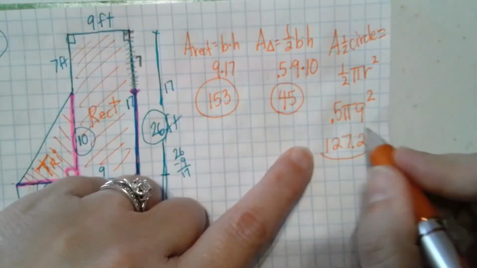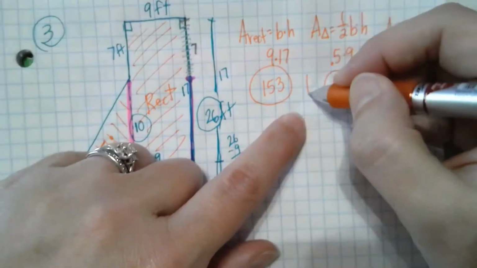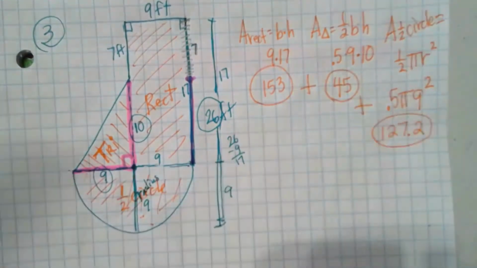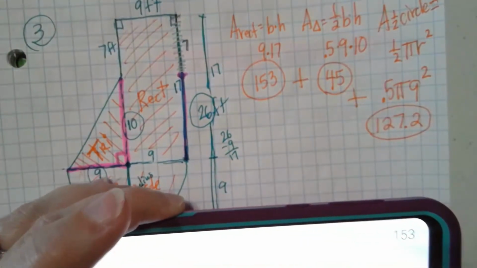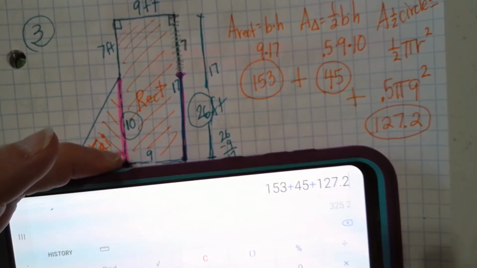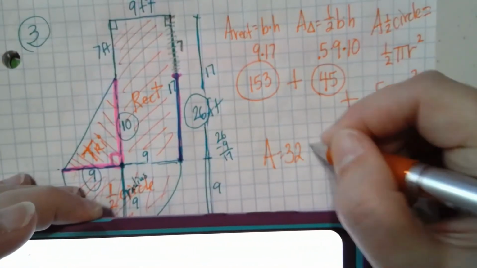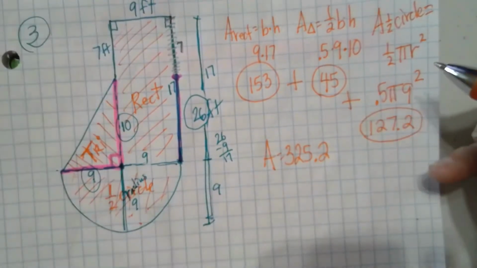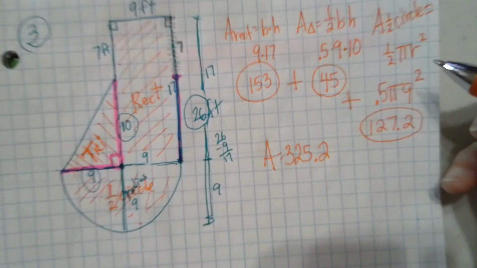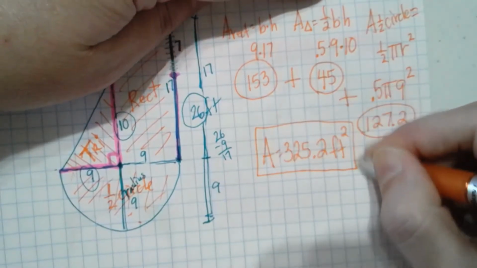127.2-ish. And what am I going to do with these three values now to find the area of all of this shape? We're going to add each one of them together. So 153 plus 45 plus 127.2 gives us a total area of 325.2. I'm going to go back and put a label on it. What were we talking about here? We were talking about feet, right? Area is always square feet.